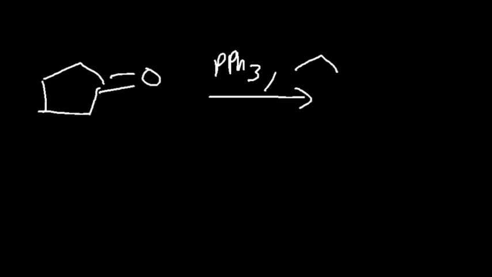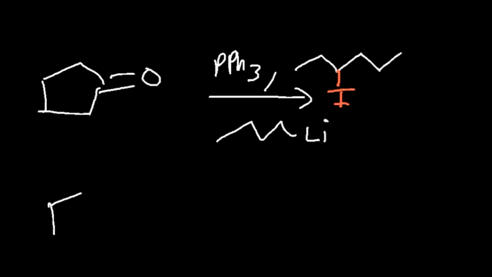So just for the sake of practice, let's say if we have this ketone, and let's say the reagents are triphenylphosphine, 3-iodohexane and butyllithium. If you quickly want to draw the major product, get rid of the oxygen, write the double bond, and connect it to the carbon that has the iodine.